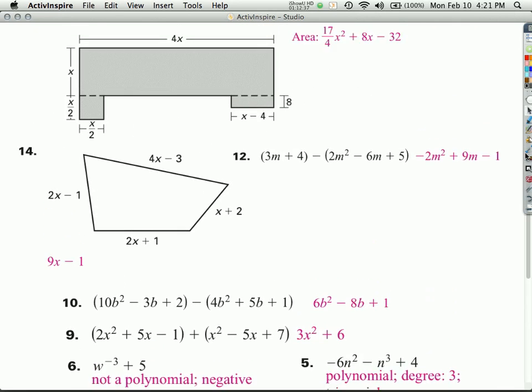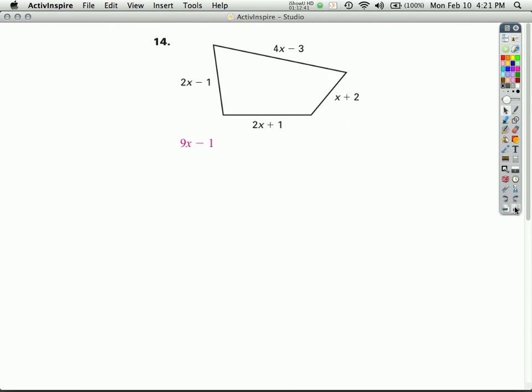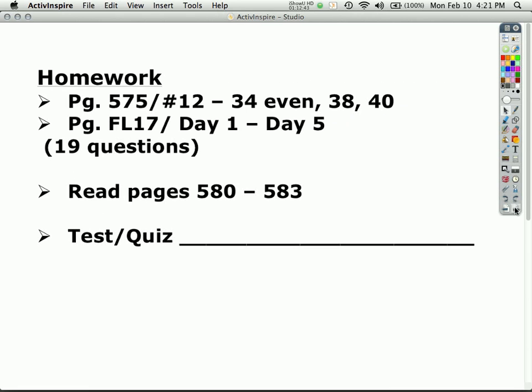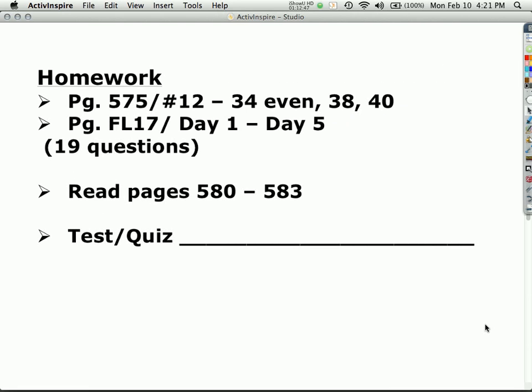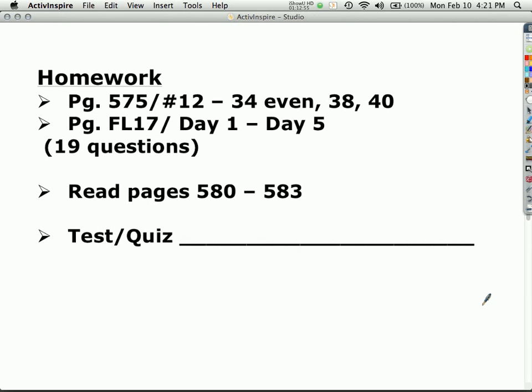So I know I need to go over 15, but I need to give you your homework first. Draw a line across your paper, your homework. It's page 575, 12 through 34 even, 38 and 40. FL 17, day 1 through day 5, very important. Read the next section, incredibly important.